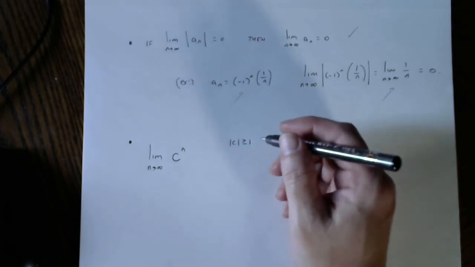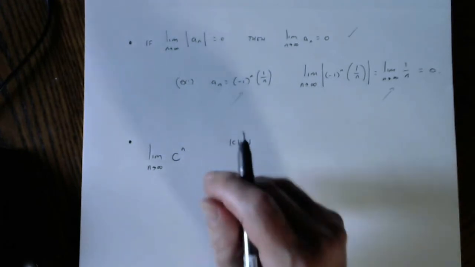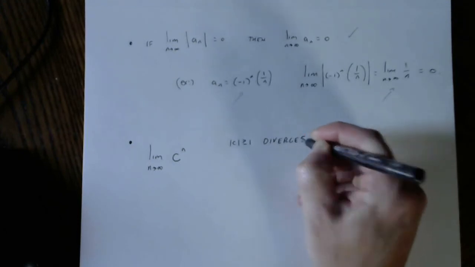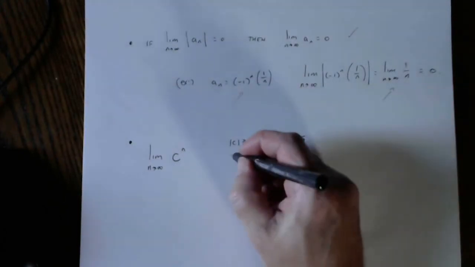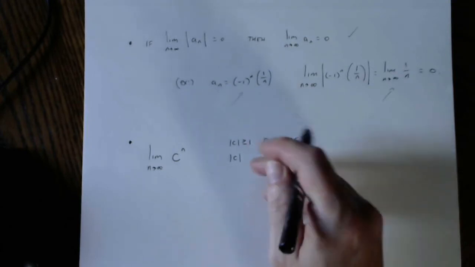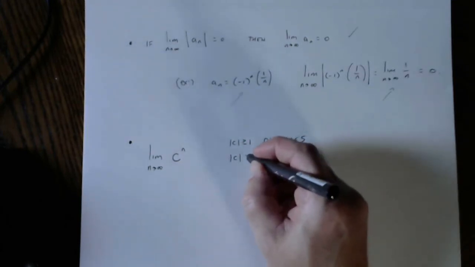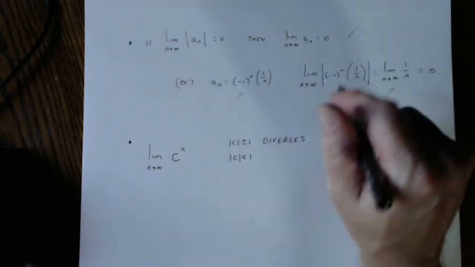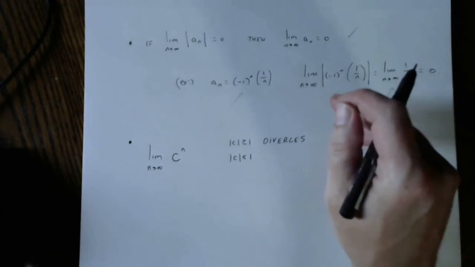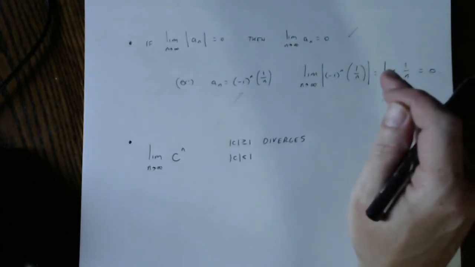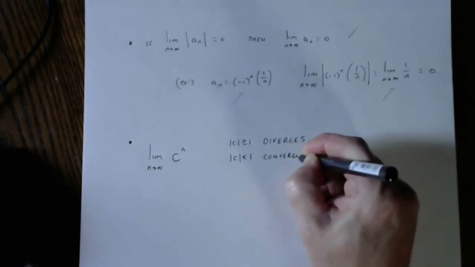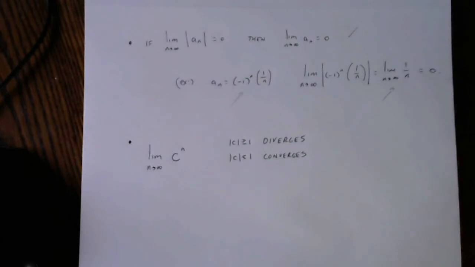Think about if this is 2 to the n, what am I going to have? 2, 4, 8, 16, 32. It diverges. What if I have C less than, and notice it's absolute, so it could be negative as well, negative 1/2? Think about 1/2 to the n. Well, then I have 1/2, 1/4, 1/8, 1/16. That converges, and it converges specifically to 0.